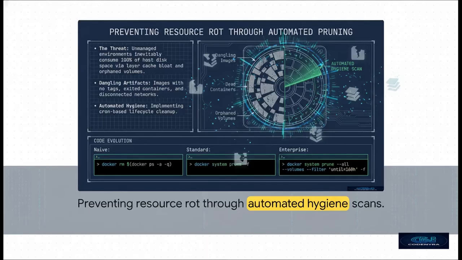And once those images are built and deployed continuously, we face the silent threat of resource rot. Unmanaged environments will inevitably consume 100% of your host disk space via layer cache bloat, dangling images, and orphaned volumes. Implementing automated hygiene scans using commands like docker system prune as a cron job isn't a nice-to-have, it's an absolute necessity to continuously reclaim that space.